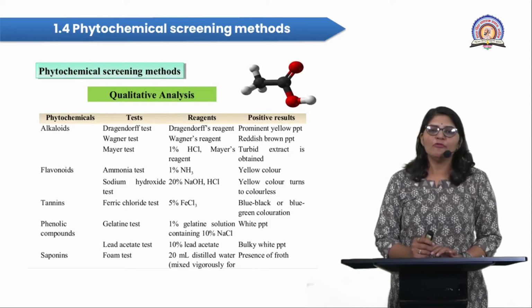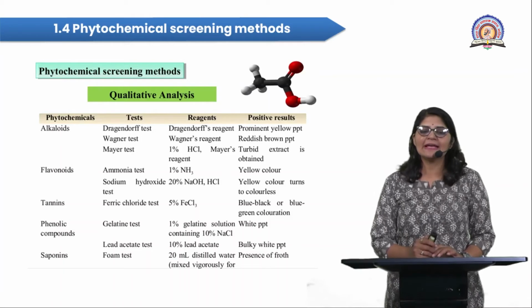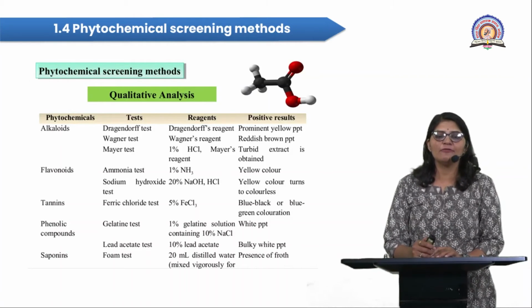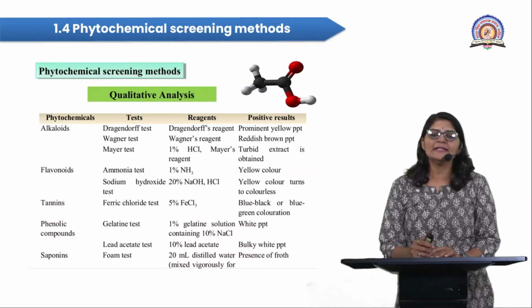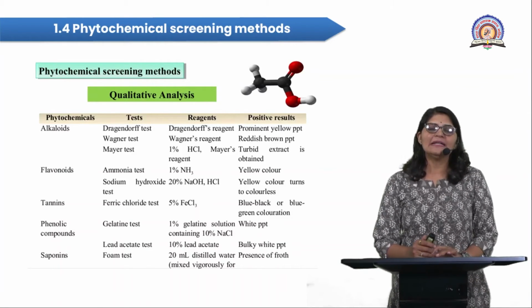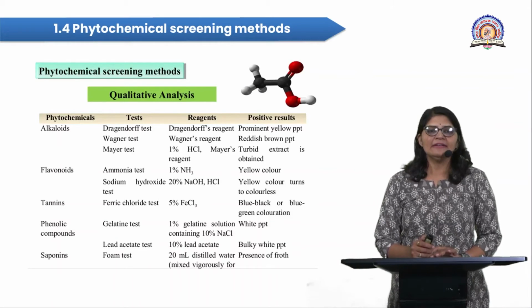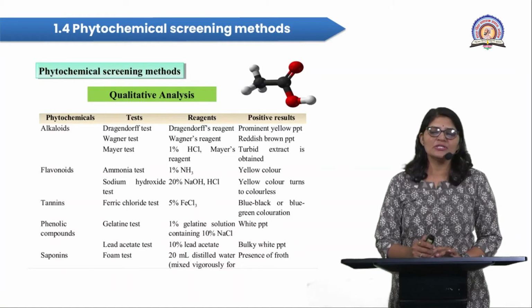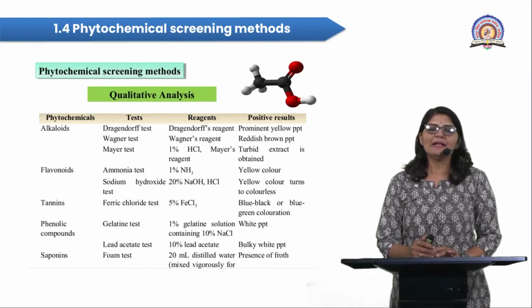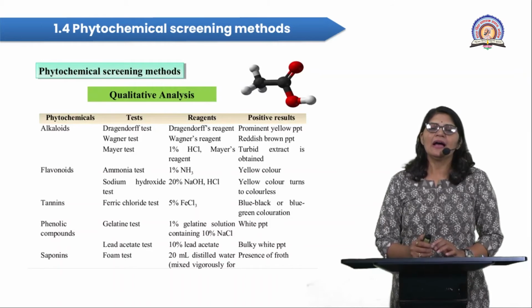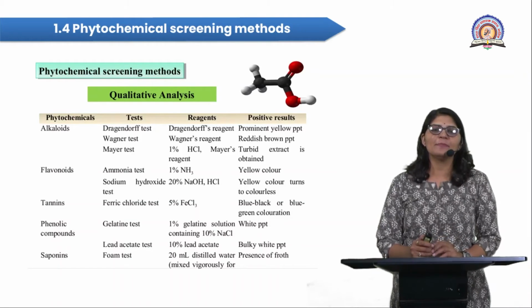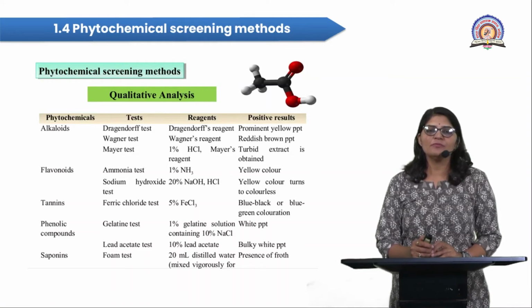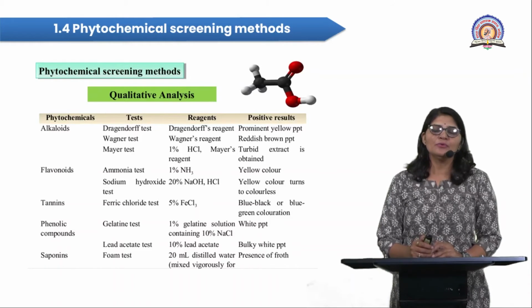Then the saponin test, here specifically the lead acetate test and foam test were performed. The 10% lead acetate was used as a reagent. Then bulky white precipitate was produced. It indicates the presence of saponins. Then another, the foam test, was also routinely used. Take 20 ml distilled water, mix vigorously, and then boil that water. Foam forms on the surface of the boiling water. Then it indicates that there is a presence of saponin within that crude extract.